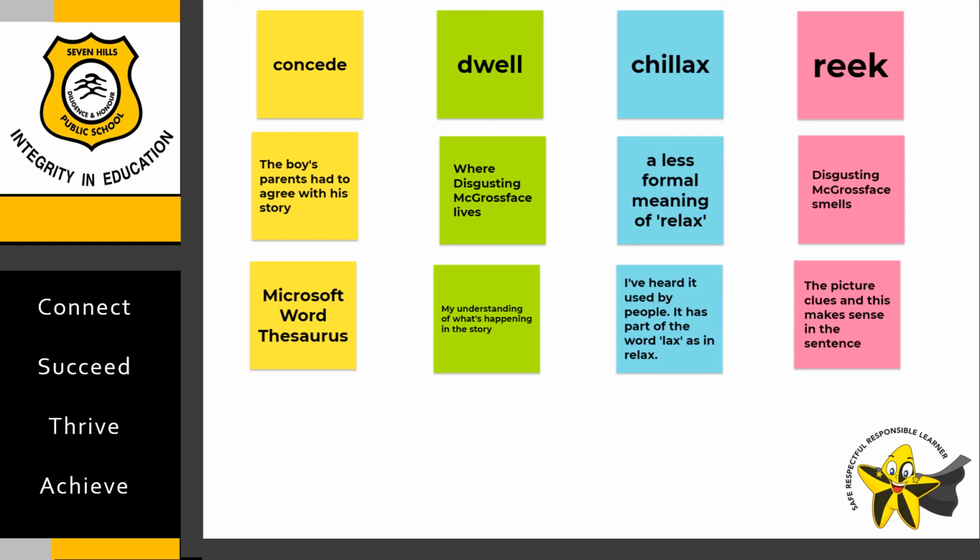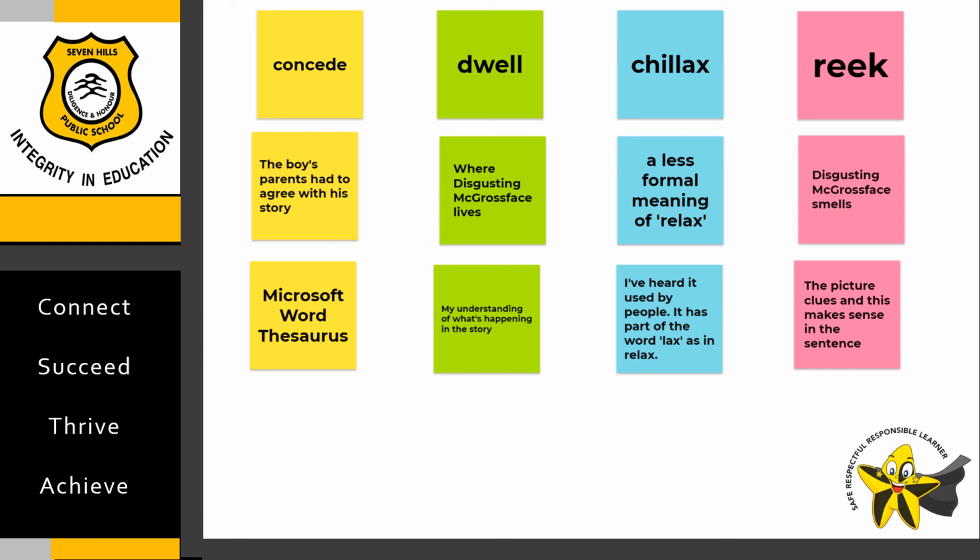The last word I wanted to talk about was reek. And in this particular example, I used the picture clues. And when I read the sentence, it made sense, and the picture supported my belief that the word reek means smells or stinks.